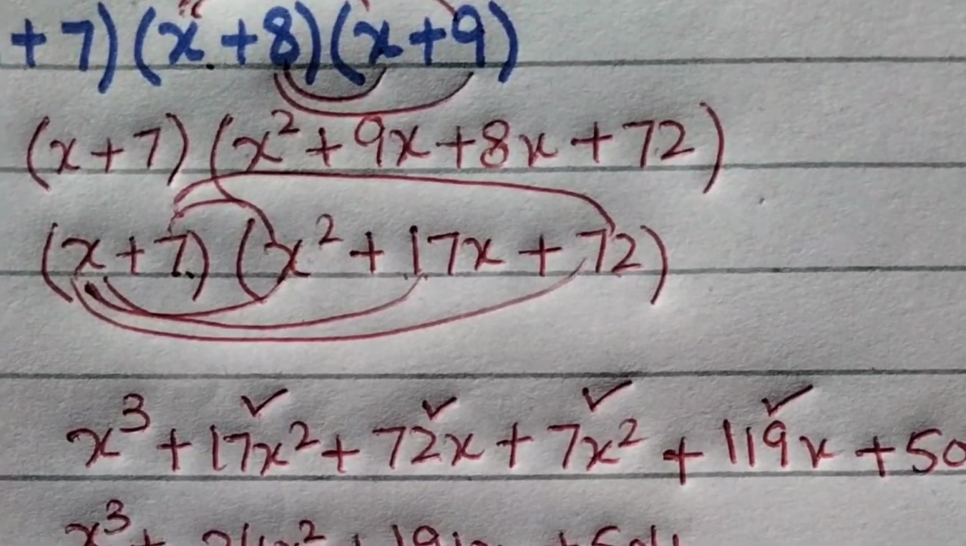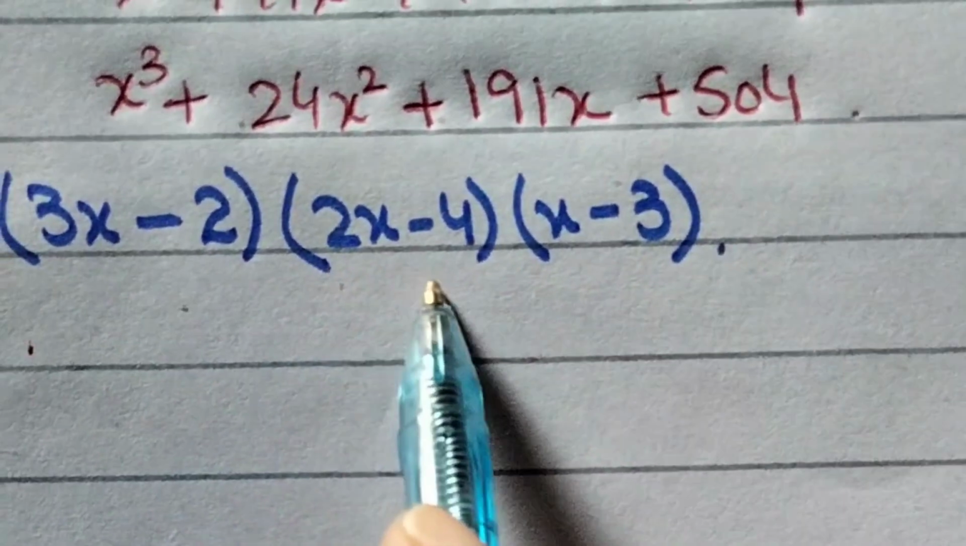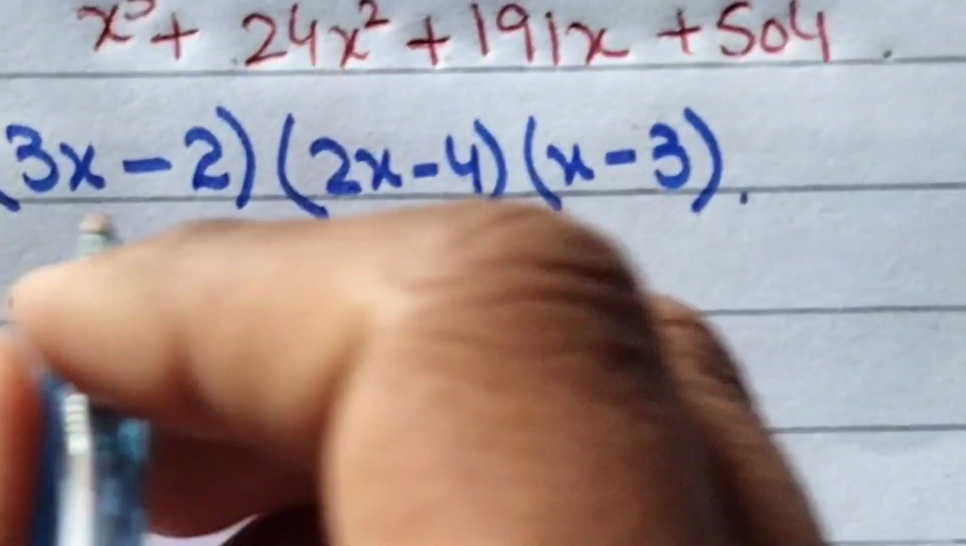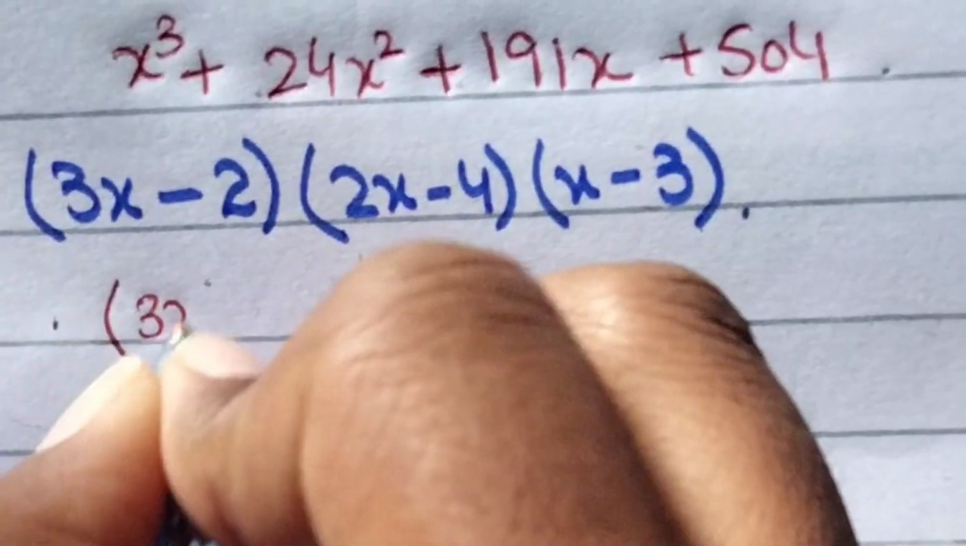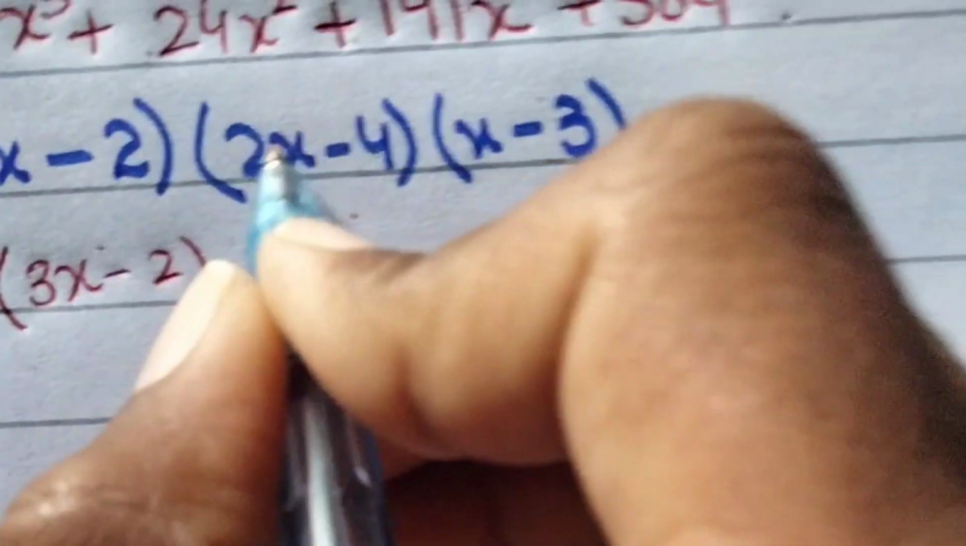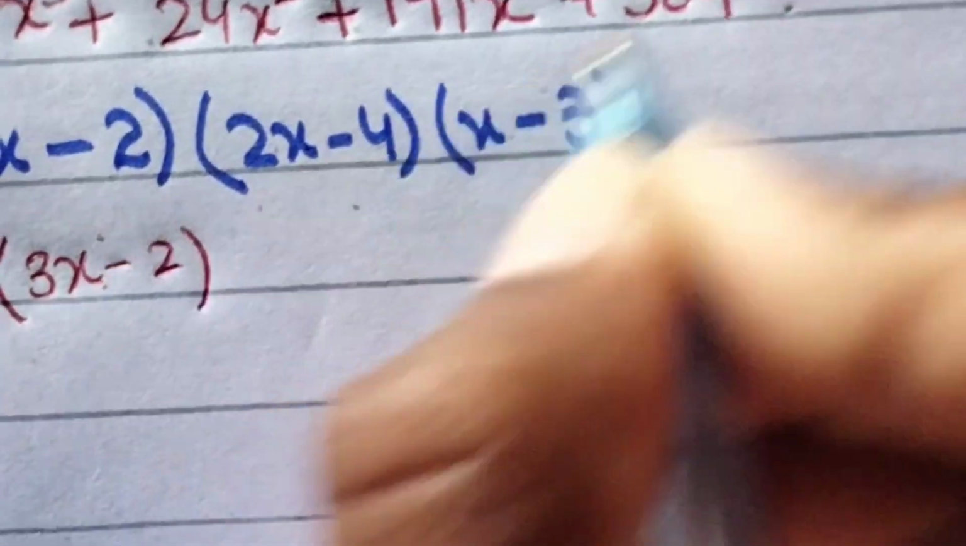Now the next and last question is (3x minus 2) into (2x minus 4) into (x minus 3). So we will just expand this one. For this one we will write 3x minus 2 as it is. Now we will expand these two brackets first, and then we will expand this bracket.